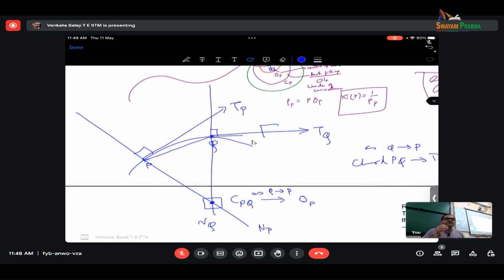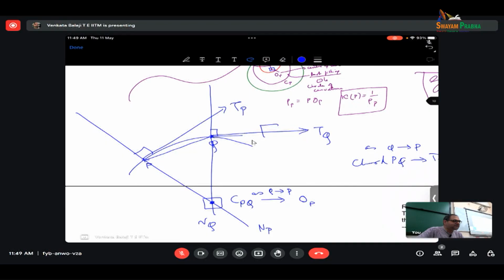As Q tends to P, the tangent at Q will also tend to the tangent at P, because I am assuming the curve is a smooth curve. That means the tangent is varying continuously. So assume everything is continuous and nice. Then NQ and NP are going to merge, and you would not be surprised if this point C_PQ goes to infinity.